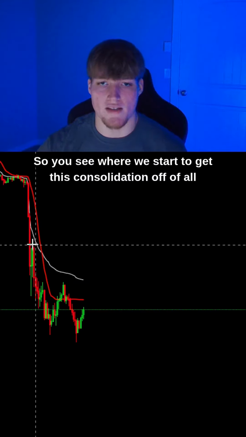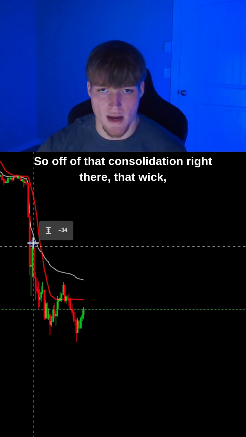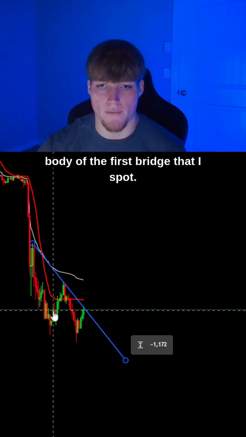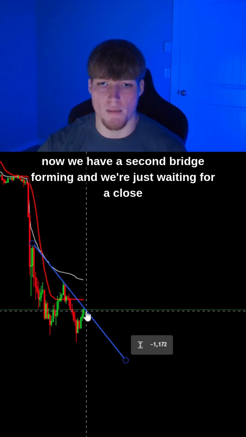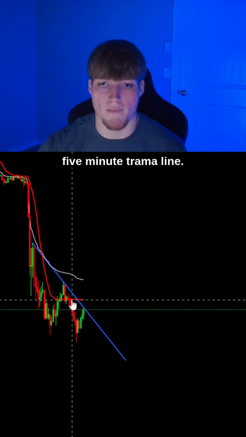So you see where we start to get this consolidation off of all that selling. So off of that consolidation right there, that wick, I'm going to connect that top wick to the first solid body of the first bridge that I spot. Once we get that first bridge identified, now we have a second bridge forming, and we're just waiting for a close above this trend line and a close above our 5-minute trauma line.